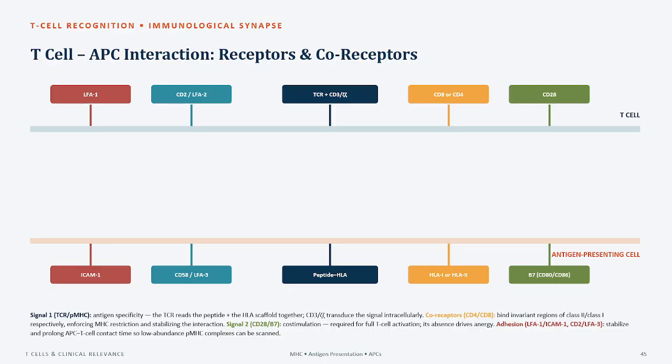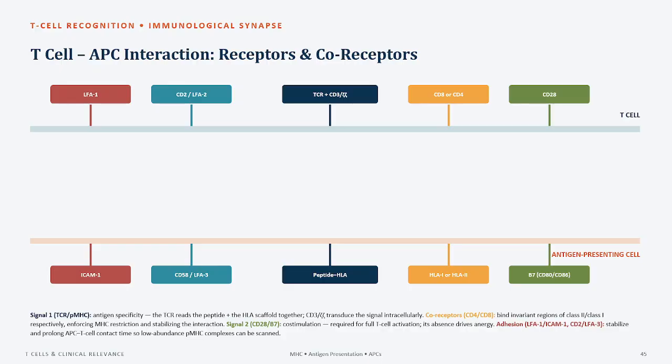For the antigen recognition, on the T cell you have the TCR plus the CD3 complex, and the ligand is the peptide MHC complex, the major histocompatibility complex. It determines antigen specificity. The TCR reads the specific foreign peptide nestled inside the host MHC scaffold.